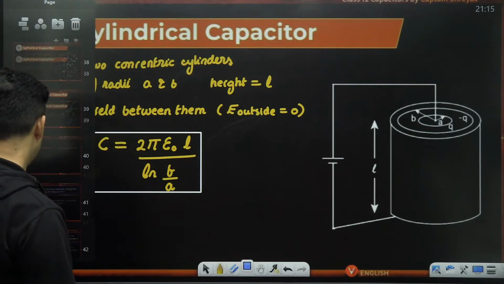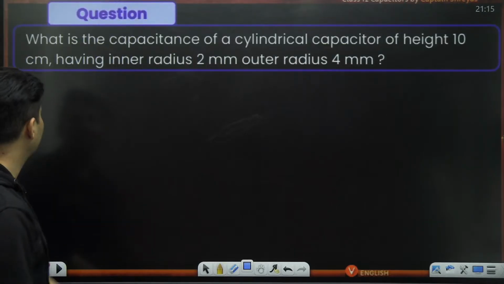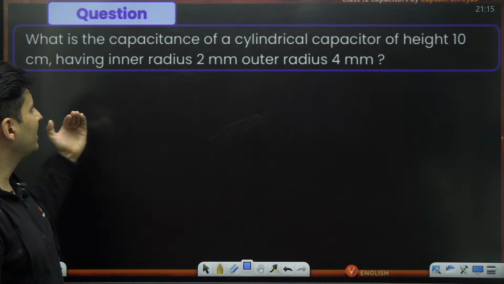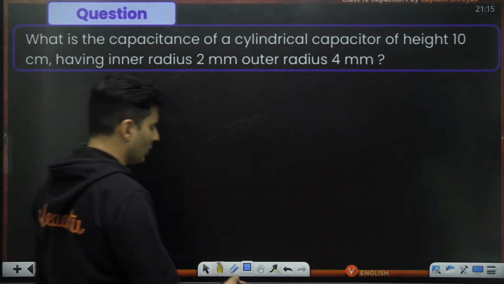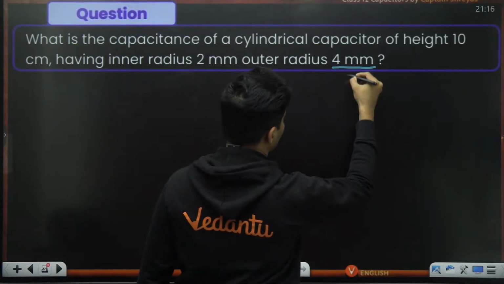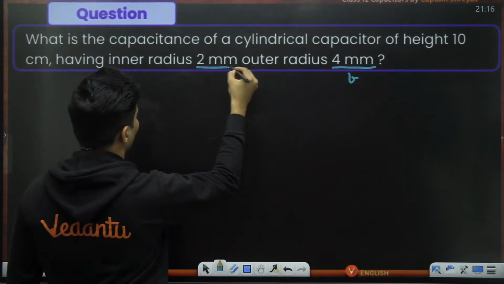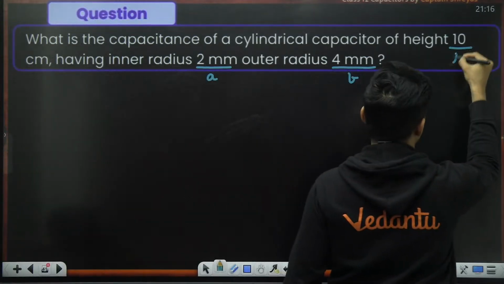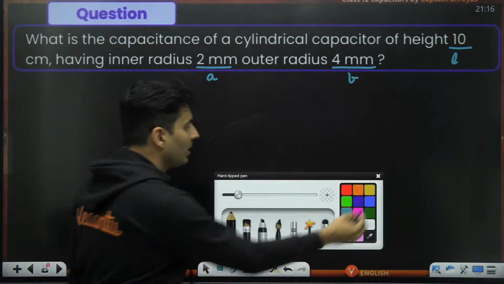Just to give you an example on that, I think we have a question like this. What is the capacitance of a cylindrical capacitor of height 10 centimeters having inner radius 2 millimeters, outer radius 4 millimeters? As you can see very well over here, this is the outer radius. So let's say the bigger one is B, the smaller one is A, the height is already given. This is basically L. So we want to figure out the capacitance.